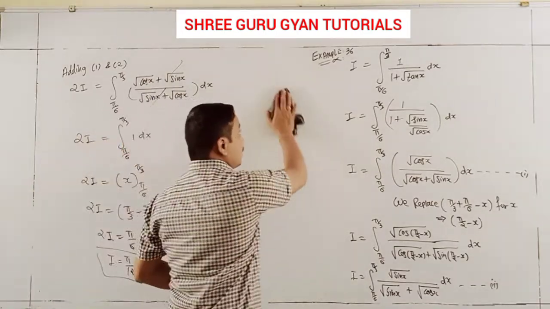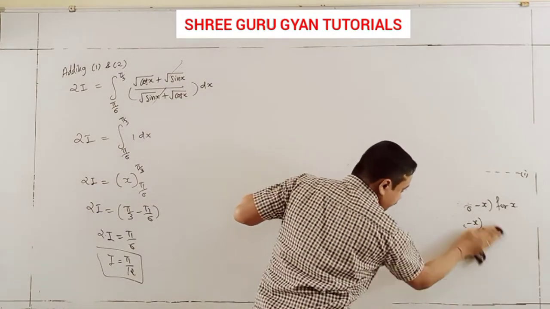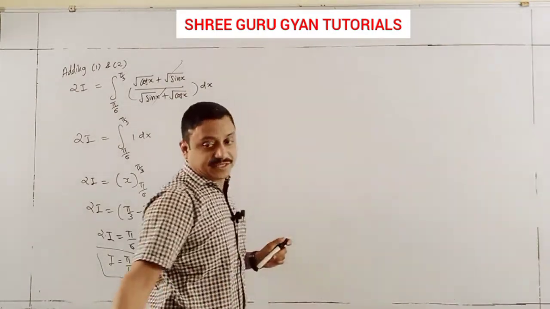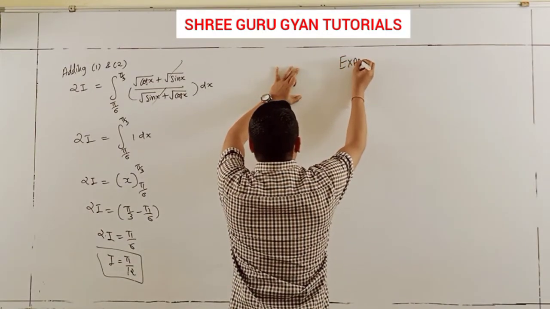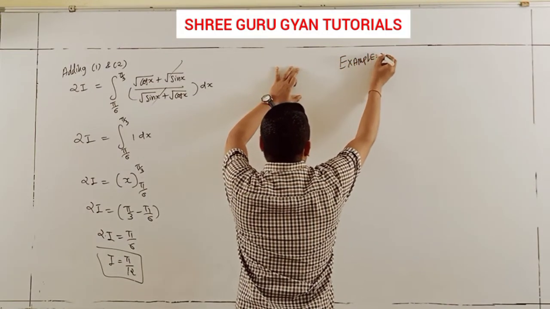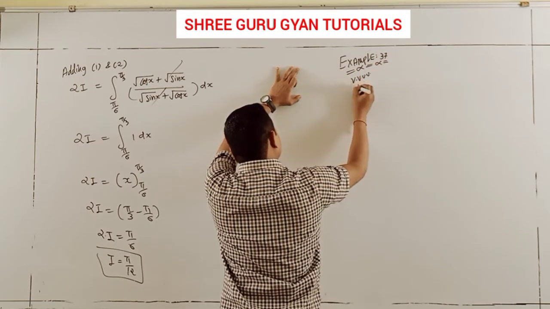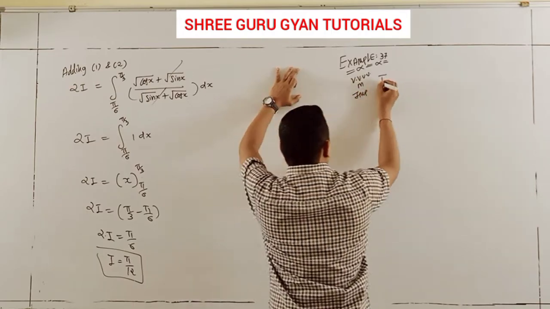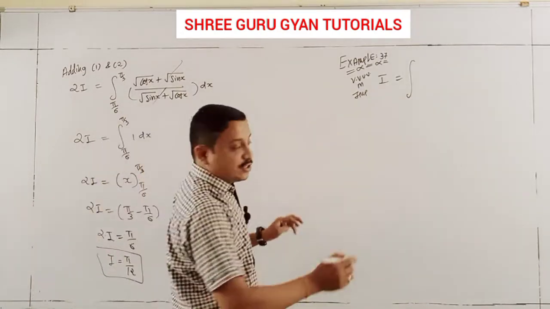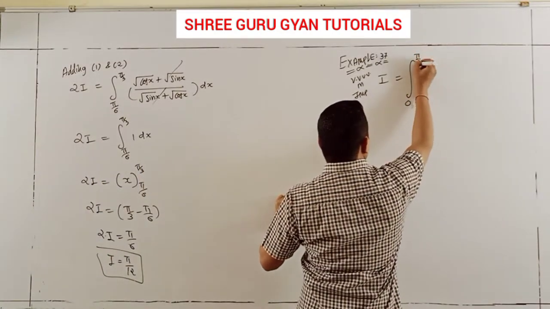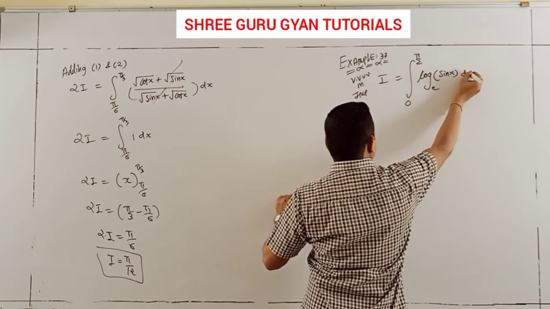Now 37, which is a very most IMP numerical. Yes, 37. You tick mark it in the IMP list. Very often asked in the final exam. Integration 0 to pi by 2 log sin x dx.